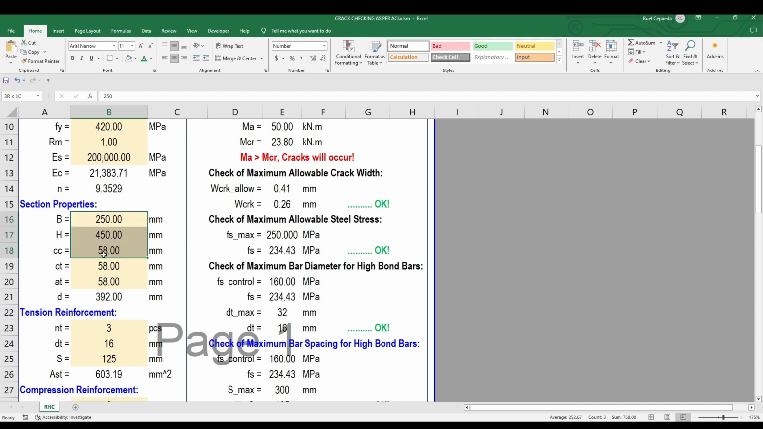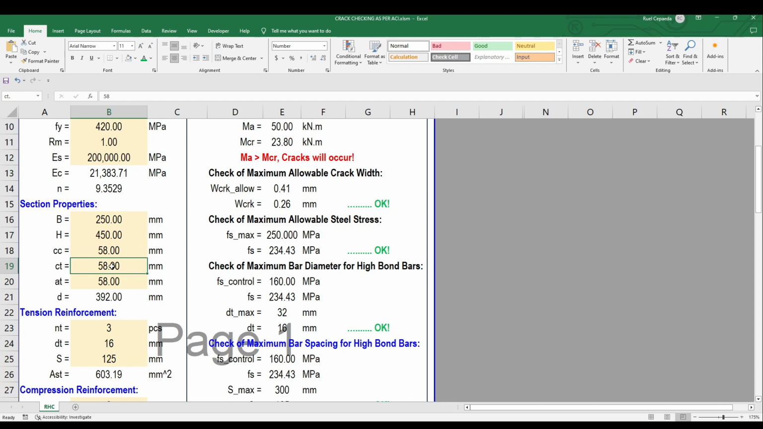Okay, the section. We have here the width of the beam, height of the beam, then cover to center of the compression steel bars. So this Cc is the measurement from the face of the beam or slab to the center of the bars. If there are 2 layers, then our distance is to the middle, to the half between the 2 layers, okay?